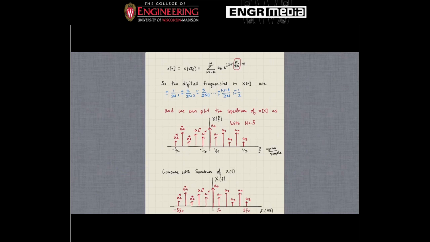So now we can plot the spectrum of x of n. All right? And so we're going to write that as x of f hat.